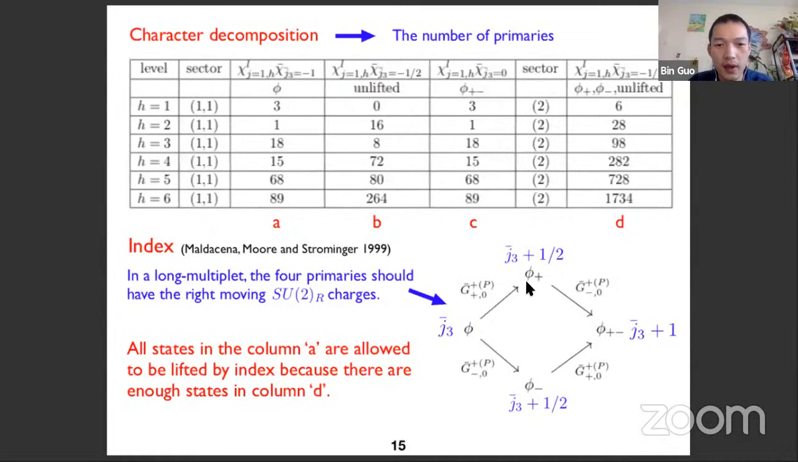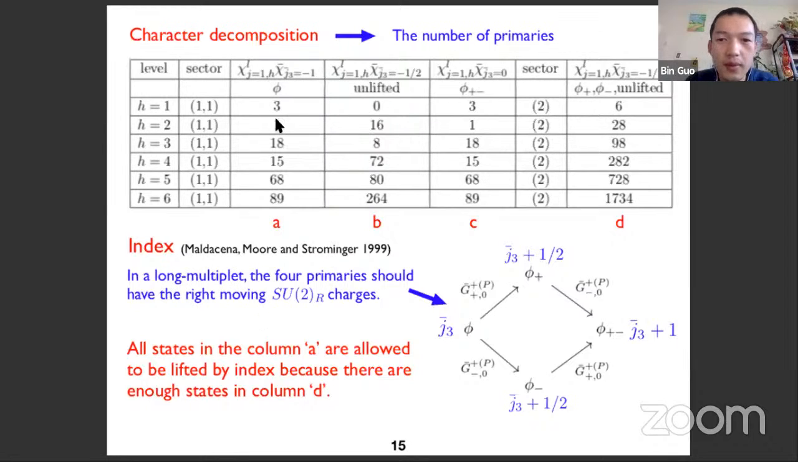It seems from the index that φ+ and φ- can come from column B or column D, but because there's a twist operator in the GP, it will change the twist sector. So φ+ and φ- must live in the column D. This is also the idea used by the index. The first index for D1-D5-P with T4 compactification is studied in this paper. However, they didn't use the global modes carefully. So here we use the index. The counting we use is a refined version of this index.